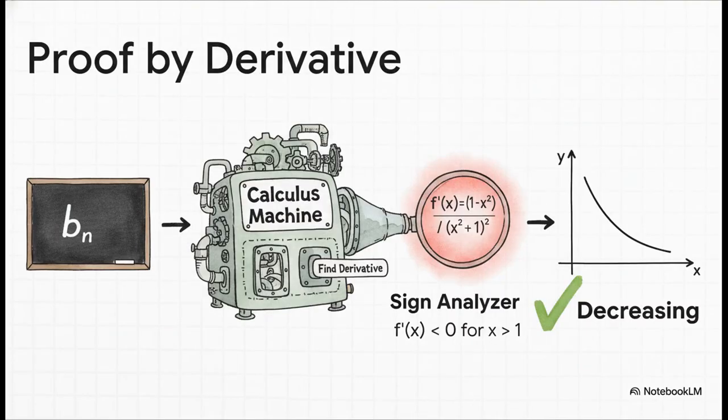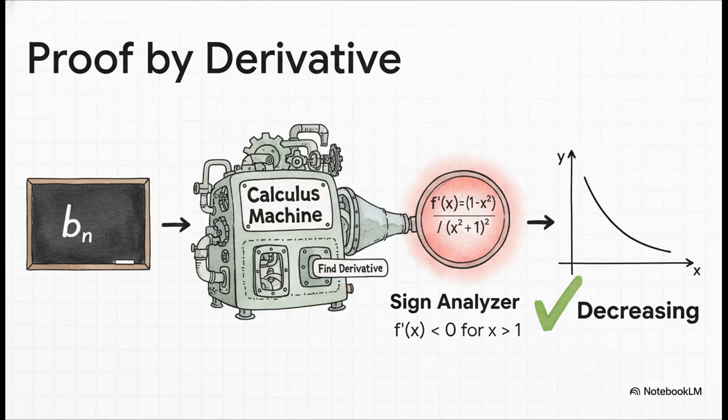So, when you can't just tell by looking, we get to pull out a fantastic trick from our calculus toolbox, the derivative. What we do is create a function, f of x, that matches our term's formula. Then we just take its derivative, and the result you see here is the key. We just have to figure out if it's positive or negative. Well, the denominator is squared, so it's always positive. And the numerator, 1 minus x squared, that's going to be negative for any x bigger than 1. So a negative divided by a positive is negative.